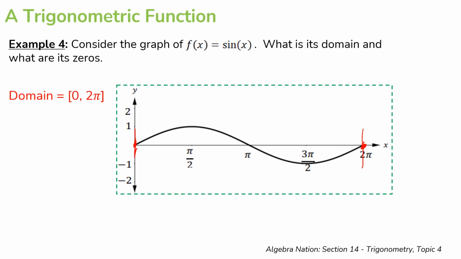What are the zeros? Again, zeros are where the graph crosses the x-axis. So the zeros would be at 0, so right here, at pi, here, and at 2 pi. So where that graph crosses the x-axis.